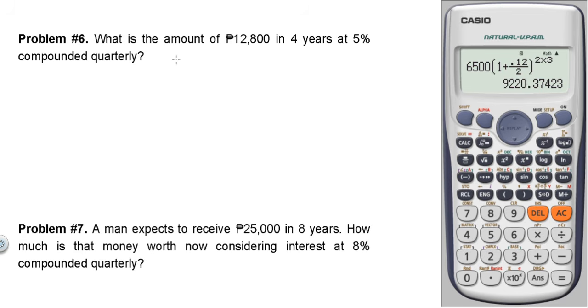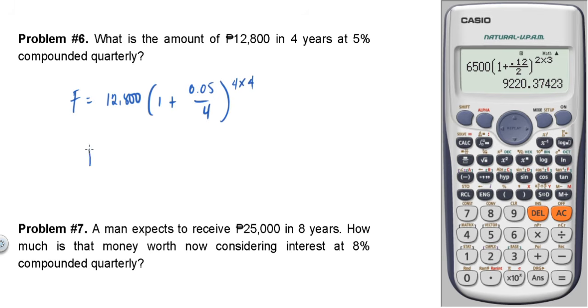What is the amount of 12,800 in 4 years at 5% compounded quarterly? Ay, madali lang din to, ano? Amount of 12,800 in 4 years. So, ang hinahanap din natin is the F, di ba? Okay? So, let's solve. F is equal to 12,800 times 1 plus 5% compounded quarterly. So, we have 0.05 over 4 raised to 4 times 4.